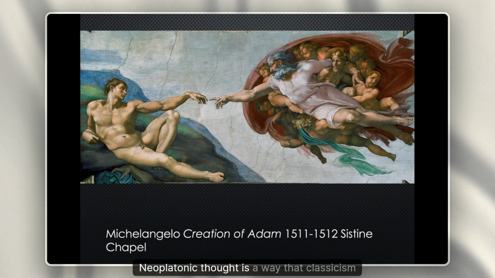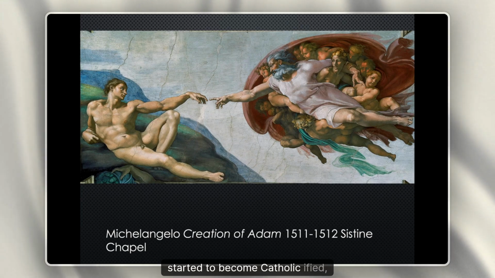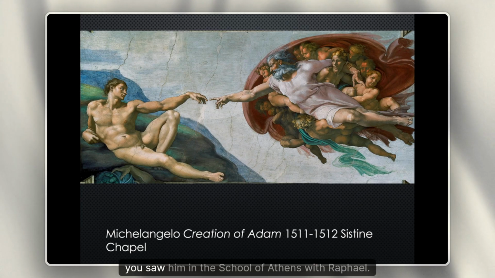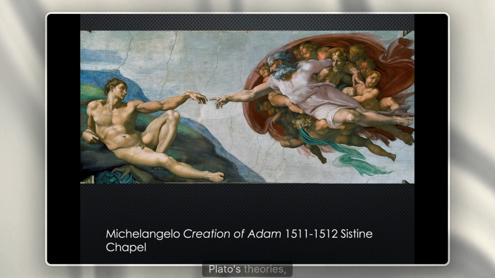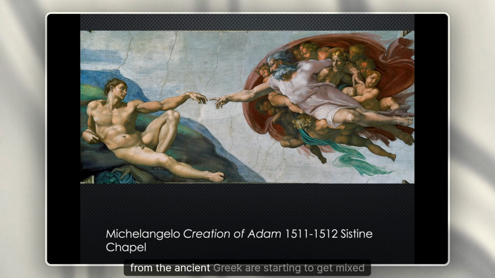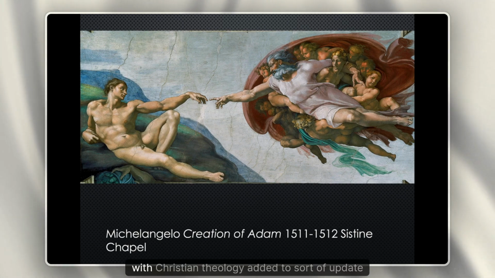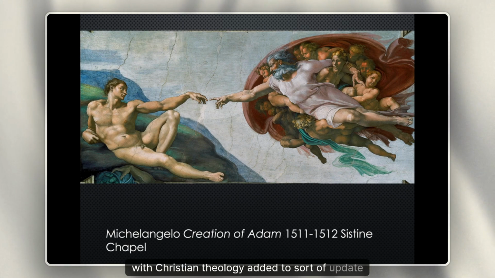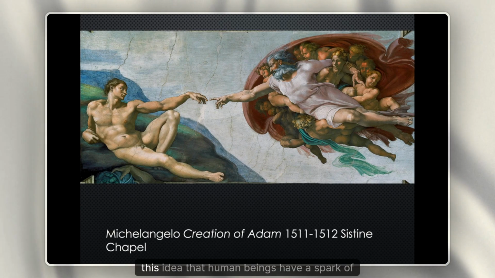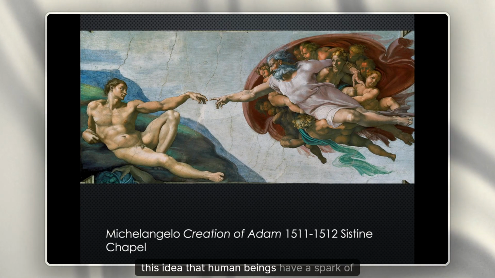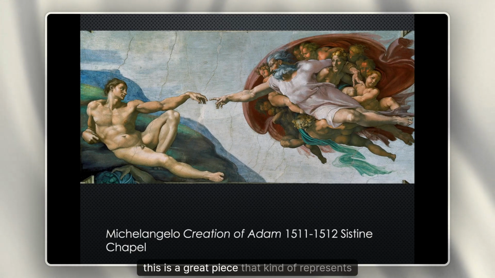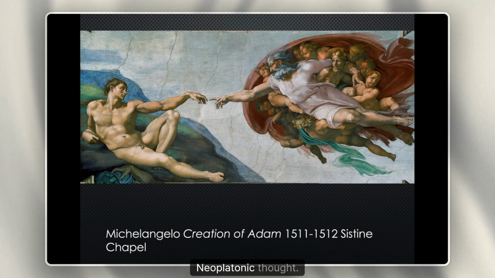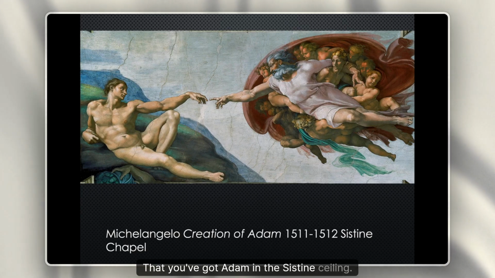Neoplatonic thought is a way that classicism started to become Catholic-ified. So Plato, you saw him in the School of Athens with Raphael, kind of getting mixed. Plato's theories from the ancient Greek are starting to get mixed with Christian theology added to sort of update it. So this idea that human beings have a spark of divinity in them, this is a great piece that kind of represents Neoplatonic thought. That you've got Adam in the Sistine ceiling.